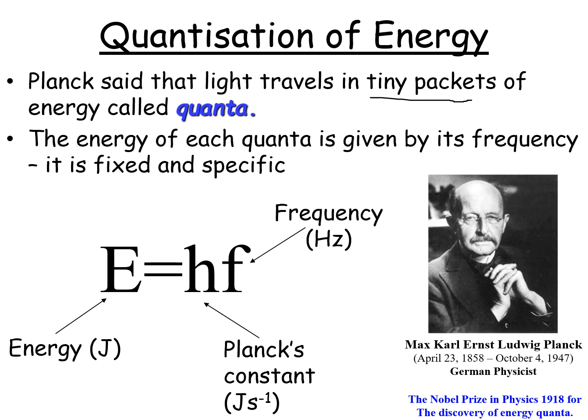And so the equation that describes it is this one here. Energy is measured in joules. Planck's constant is measured in joules per second, and frequency is measured in hertz. Now, Planck's constant is a value that you need to know. If you can't remember it, it is in your data sheet. And as a result of this, Planck actually won the Nobel Prize in 1918.